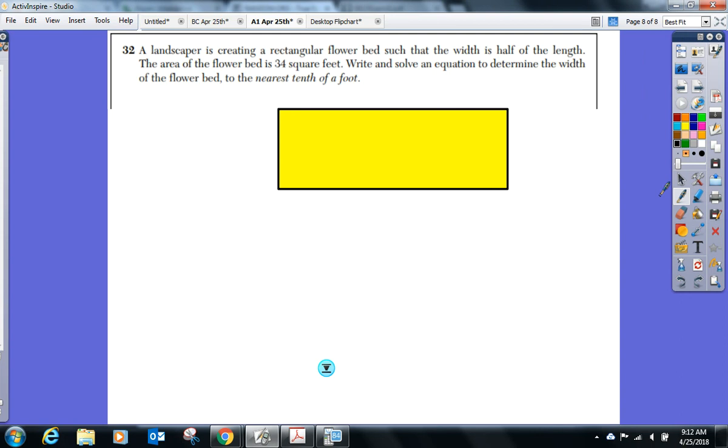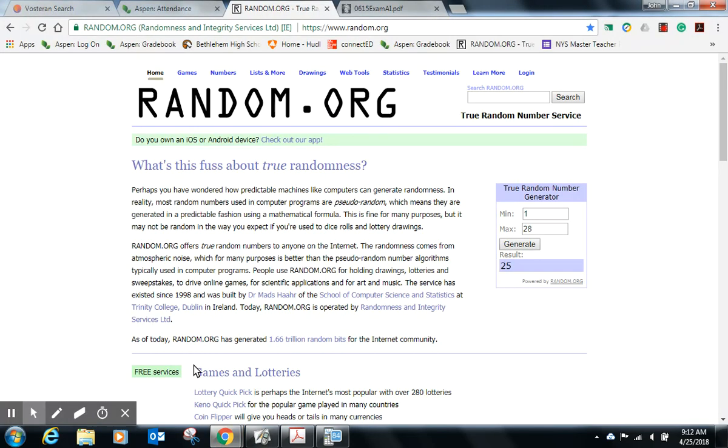Let's see, what is it? The width is half the length. Okay, so what do you want to call the length then? Okay, let's call x the length. And I'm going to call on somebody right now. How can you express what the width would be then?